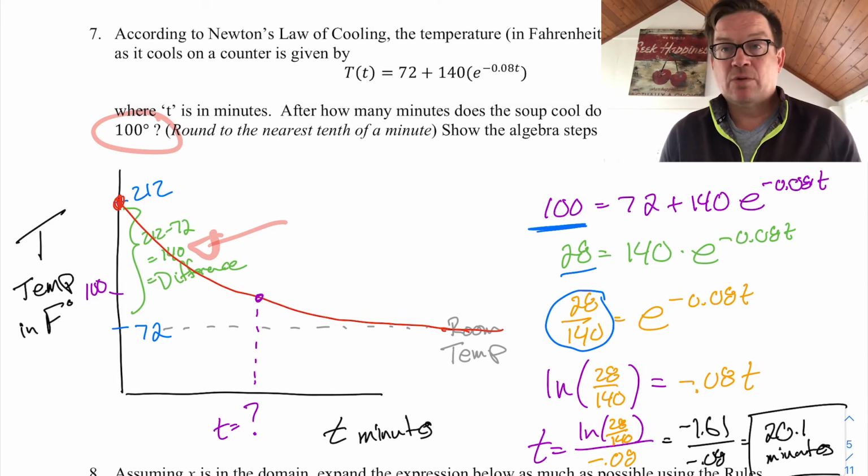And now you've got e to a power on the other side. Take the logarithm of both sides, and we'll use the natural logarithm in this case, not log, but ln, because that is the inverse of the e base exponent. And so we get the natural log of 28 over 140 equals negative 0.08t. And we solve that for t, and it turns out it's 20.1, and this rate was given in minutes. T is minutes. So it takes 20.1 minutes for the soup to cool down to 100 degrees.